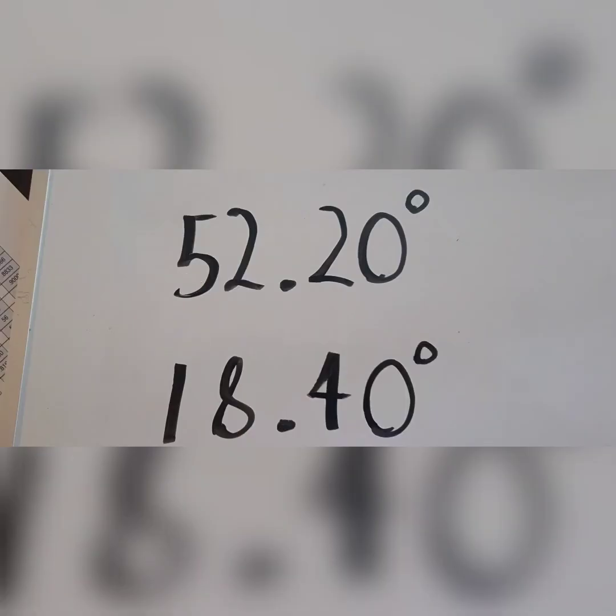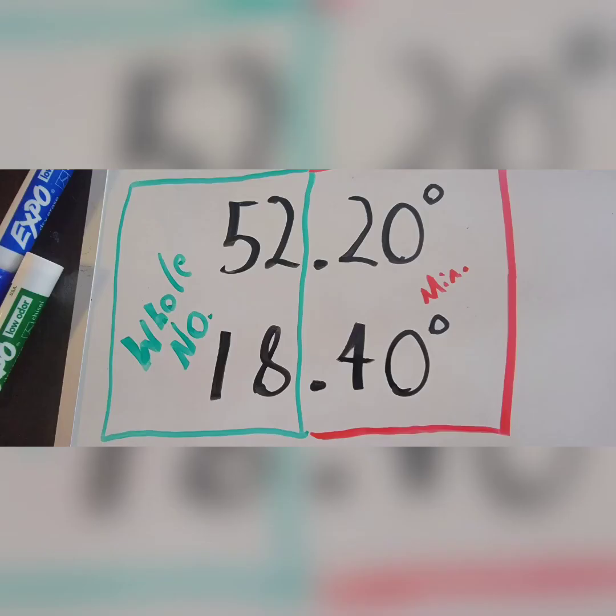Alright, so before you I have 52.20 degrees and 18.40 degrees. Now how do I convert these into degrees and minutes? The first thing to realize is that the first two numbers are whole numbers. They are whole degrees. And the back half, the digits behind the decimal point, is what makes up your minutes.